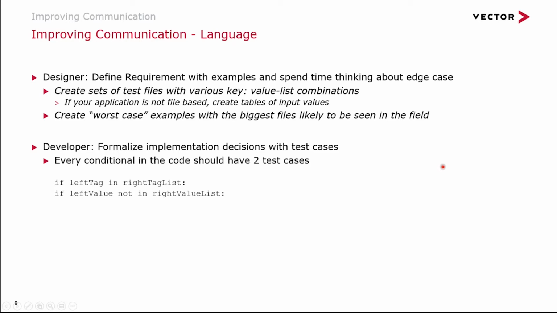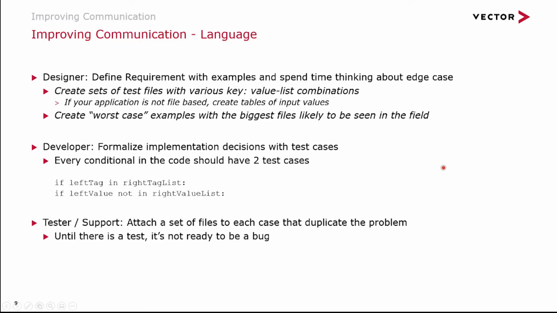And so if you write something like "if left tag in right tag list," then obviously we need to have 2 files: where the tag is in the left and not in the right. And same thing for the next example. And then the testers and the support folks, they need to attach a set of files. Again, for our simple example where we're comparing files, each bug report should have a set of files that duplicates the problem. Until there's a test or an example, you're not ready to create a bug.